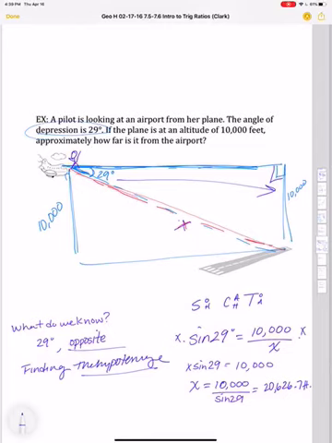But not that far in an airplane. So that is the distance the airplane is from the airport. All right, so go through and review these problems. Make sure they make sense.